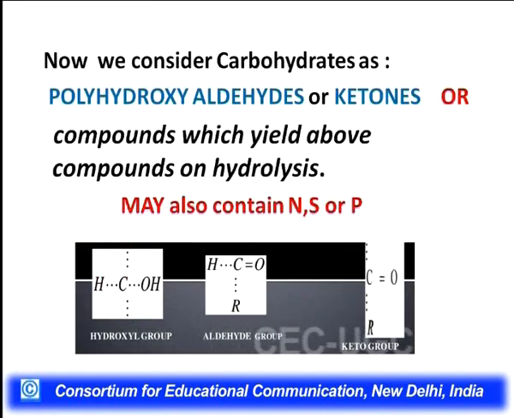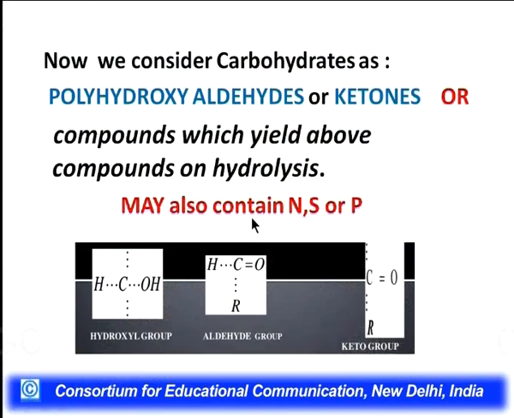So now how do we define carbohydrates? We say carbohydrates are polyhydroxy aldehydes or ketones, or compounds which give these compounds on hydrolysis. And these carbohydrates may also contain nitrogen, sulfur or phosphorus. As we've seen, amino sugars have nitrogen in them.